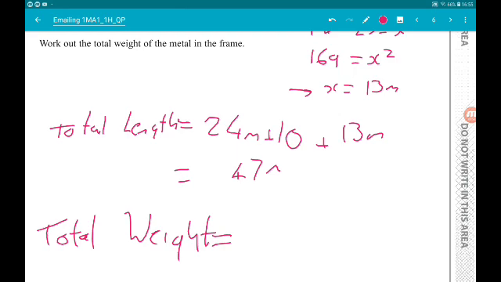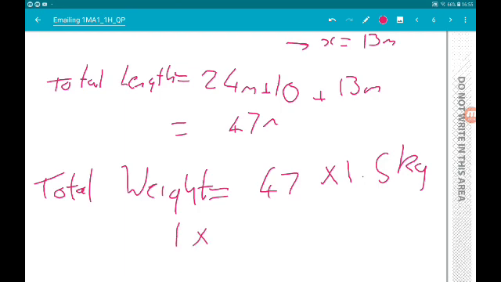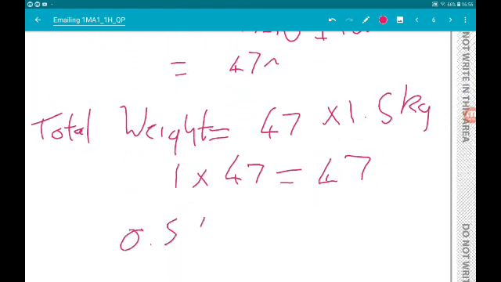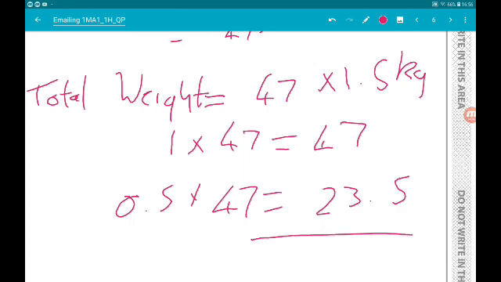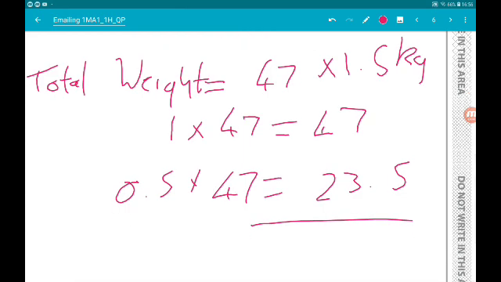Now the total weight is, well, we know that every 1 meter weighs 1.5 kilograms. So it's 47 times 1.5 kilograms. Now, 1 times 47 is 47. 0.5 times 47 is just half of 47, which is 23.5. So the total weight is 47 add 23.5, which is 70.5 kilograms. Cool.